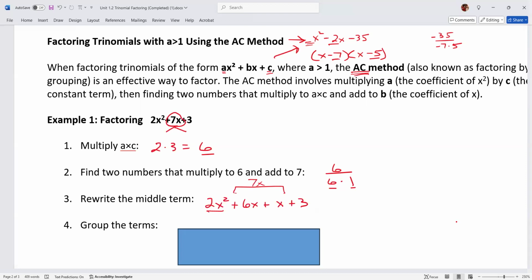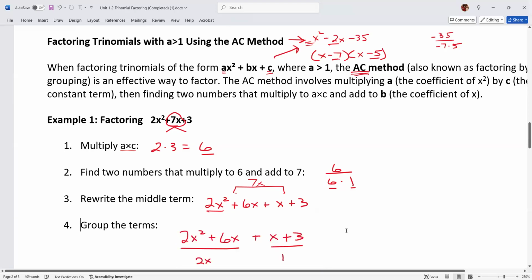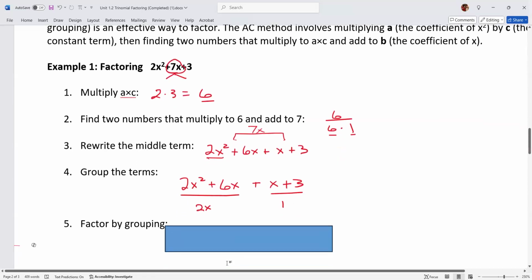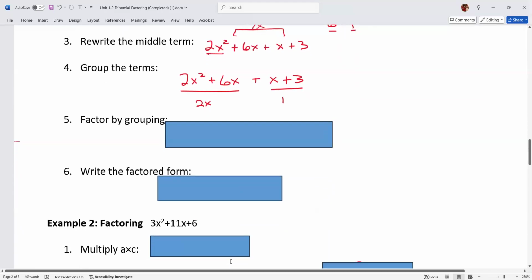Well, now how many terms do I have? I have 4. We already know how to factor 4 terms. We're going to do it by grouping. So at this point, it should be familiar territory. I'll go ahead and eliminate the box, but we're going to group that polynomial. In the first grouping, the common factor is 2x. In the second grouping, you have to pull out a factor. Well, 1 is always going to be a common factor, and that's the only thing there is.